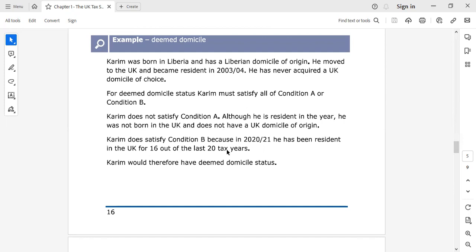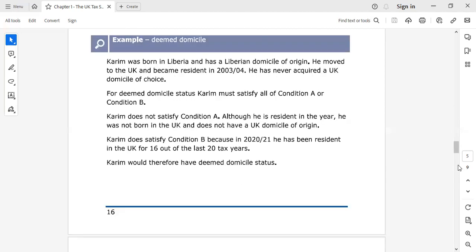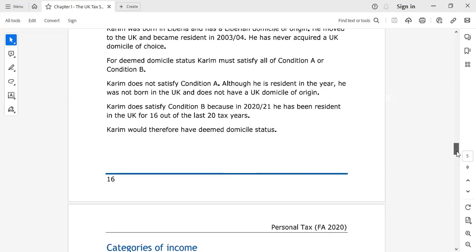Karim does satisfy condition B because in 2020-21 he has been resident in the UK for 16 out of the last 20 tax years. And what was condition B? He should have been here for 15 out of 20. So this condition he satisfies. Karim would therefore have a deemed domicile status.